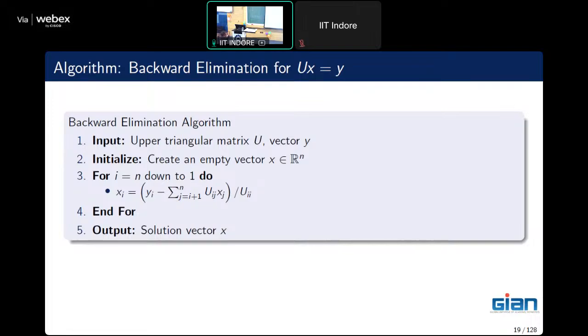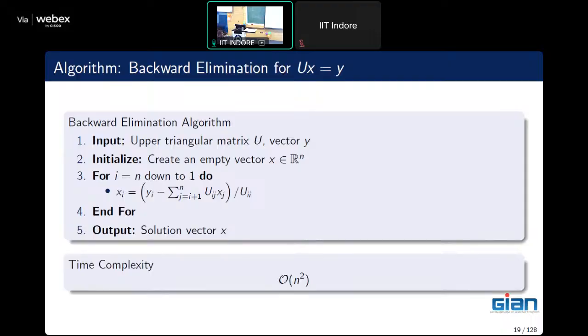You just write 3 or 4 lines in MATLAB, and you get the solution. And the complexity is as follows. You take this summation, j varies from i plus 1 to n, and here i varies from 1 to n. If you add, you will get n square plus some other terms, n and some constant. You just ignore those because n is very large.